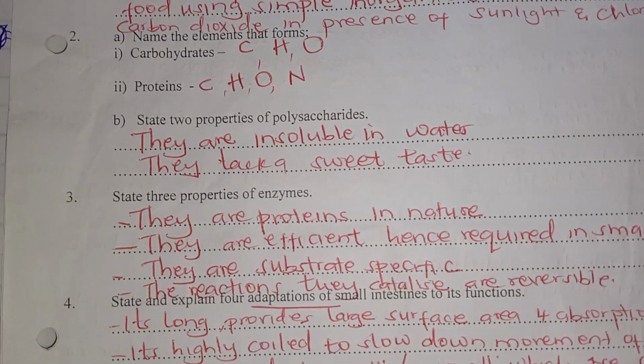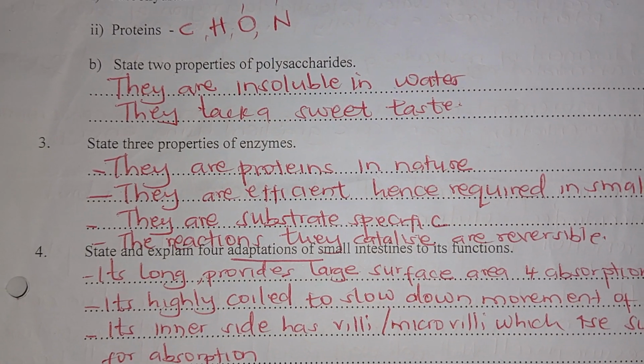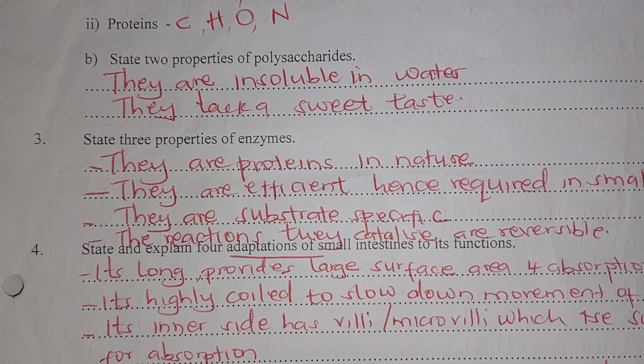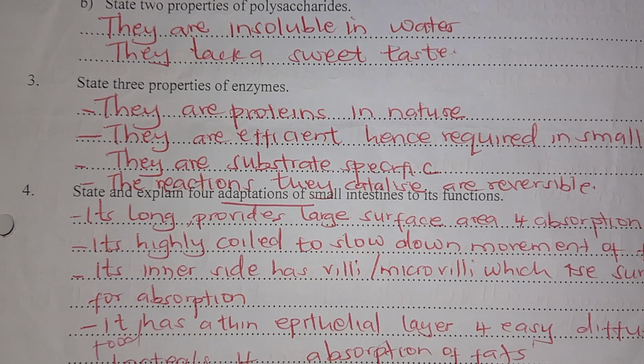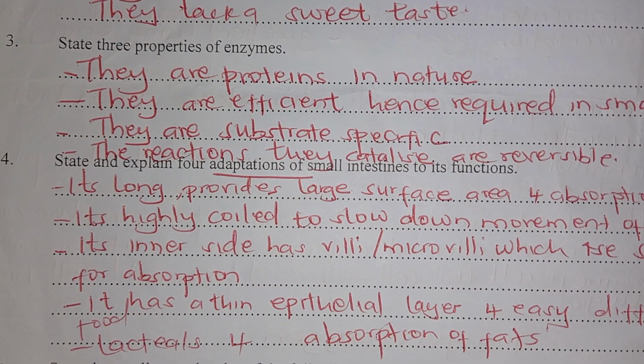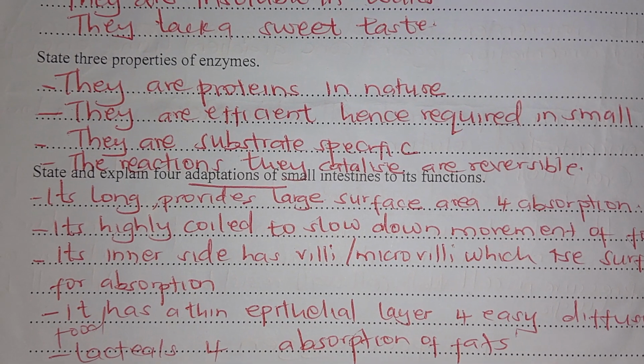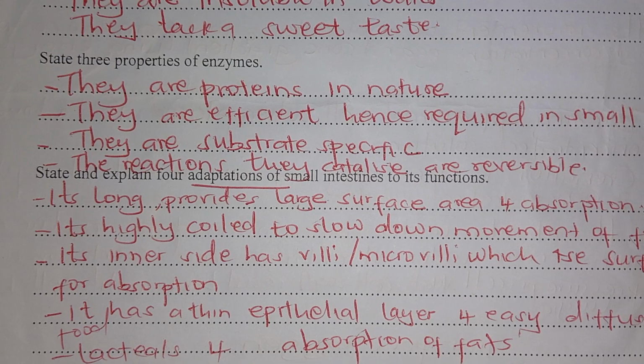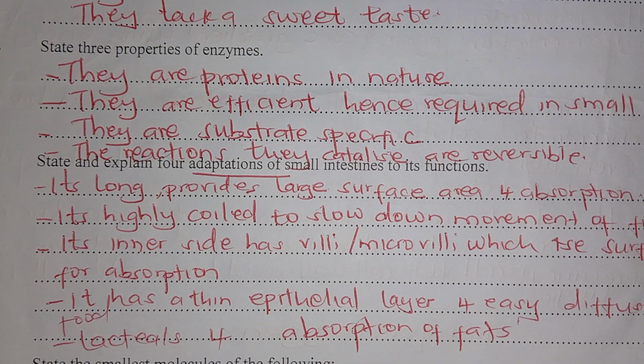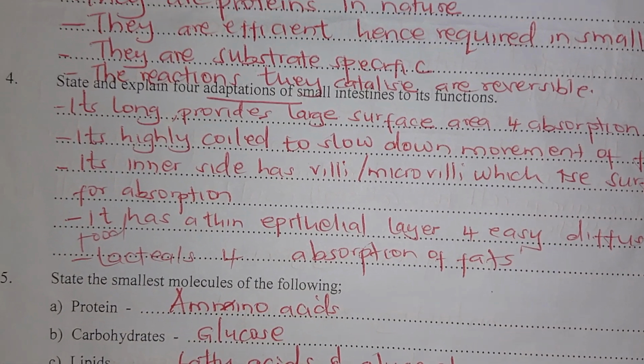State 2 properties of polysaccharides. They are insoluble in water. They lack a sweet taste. State 3 properties of enzymes. They are protein in nature. They are efficient in small quantities. They are substrate specific. The reactions they catalyze are reversible.